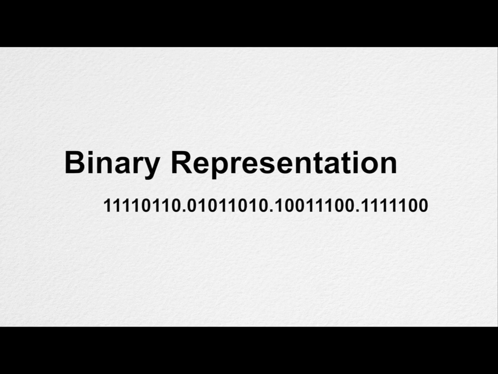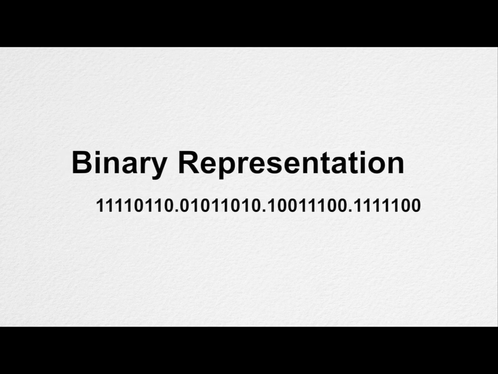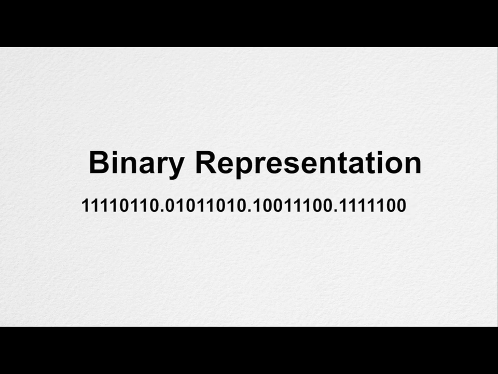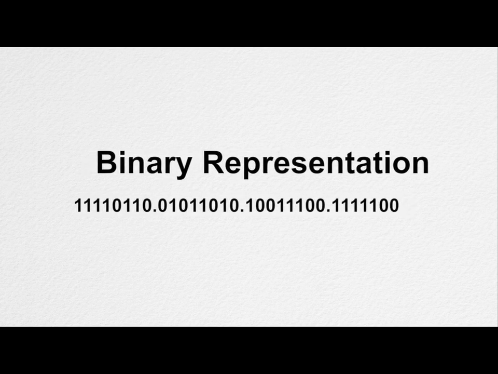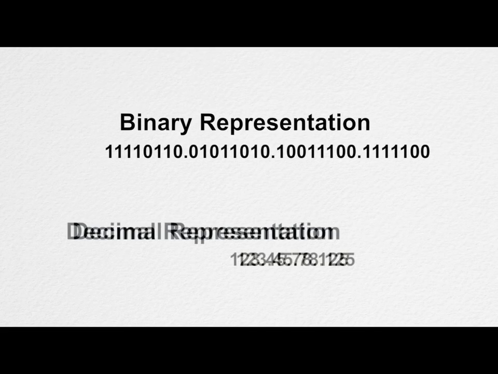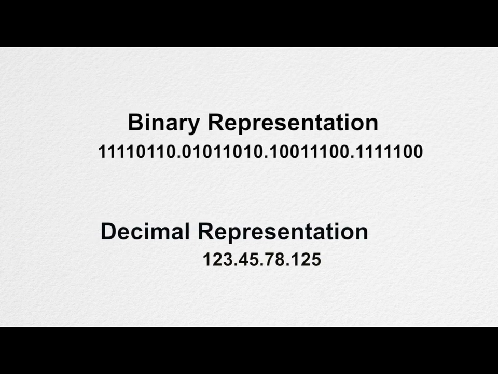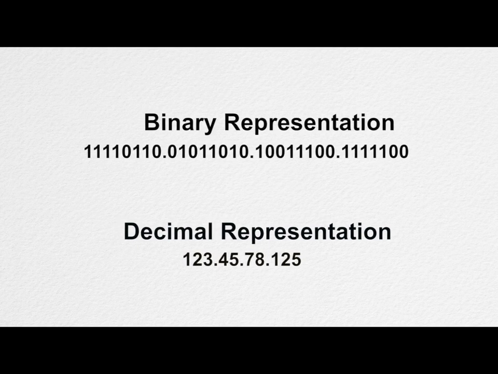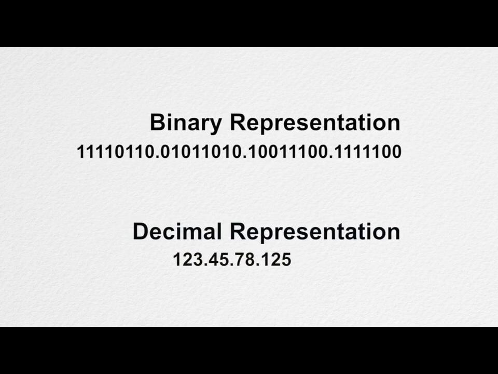Again, to remember these 32-bit addresses in binary is a bit difficult. So for better understanding of a human being, it is expressed in a decimal format. But this decimal format is for human understanding only, and the computer understands it in binary format. In decimal, the above IP address is expressed as 123.45.78.125. These octets are used to create and separate different classes.